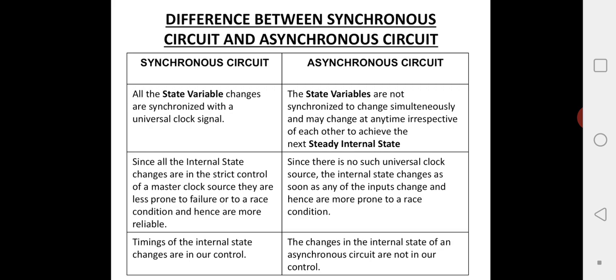Second difference is, since all the internal state changes are under the strict control of the master clock, synchronous circuits are less prone to failure or to a race condition and hence are more reliable. Indirectly, we can say that synchronous circuits are more reliable, whereas asynchronous circuits are not. Third one is, timing of the internal state changes is in our control, means we have control over internal state, whereas in an asynchronous circuit we do not have control over internal state.